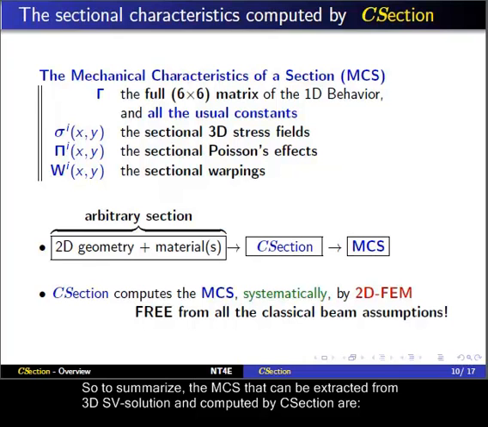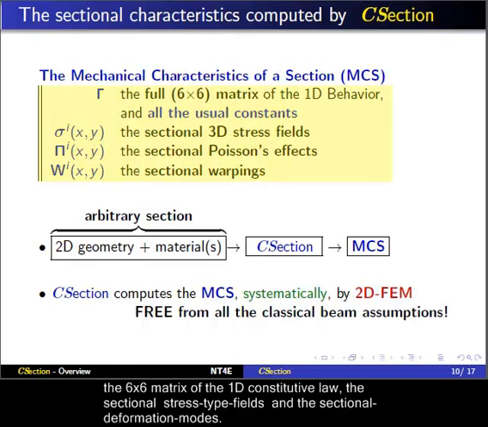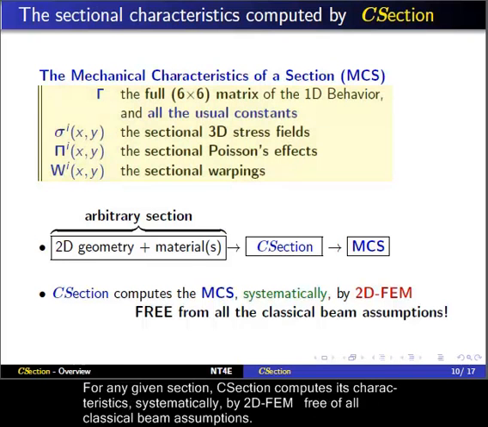So, to summarize, the sectional characteristics that can be extracted from 3D Saint-Venant solution and computed by C-section are the 6-6 matrix of the 1D constitutive law, the sectional stress type fields, and the sectional deformation modes. For any given section, defined by its geometry and its material, C-section computes its characteristics systematically by 2D FEM, free from all the conventional beam assumptions.